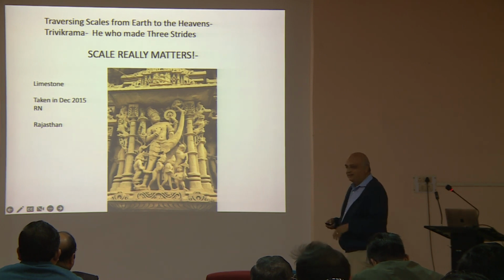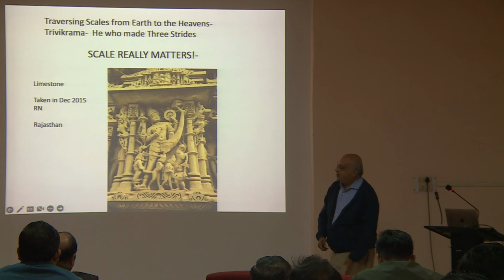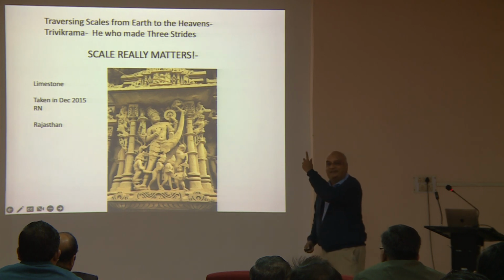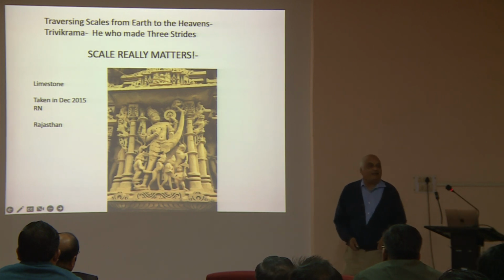With the first pace, the dwarf suddenly becomes huge, and begins to stride the worlds. With the second pace, he strides the heavens. With the third pace, he does not know where to go, and that is when he decides that he must put the third on the dwarf. He has put it on the head of the dwarf to finally grant him salvation.